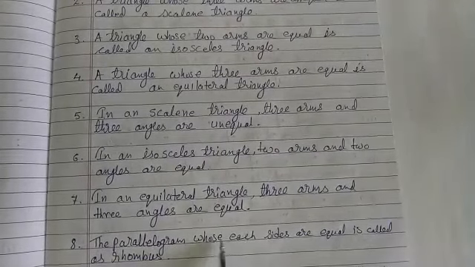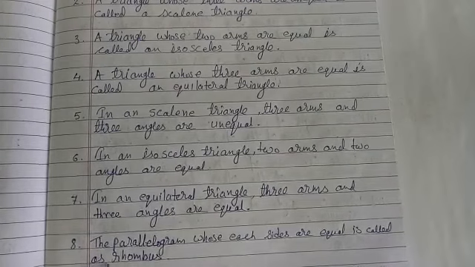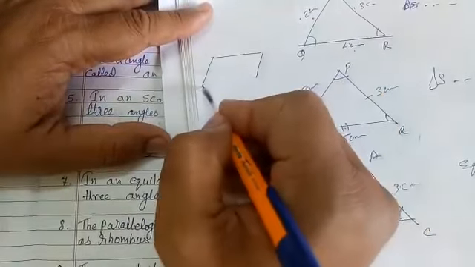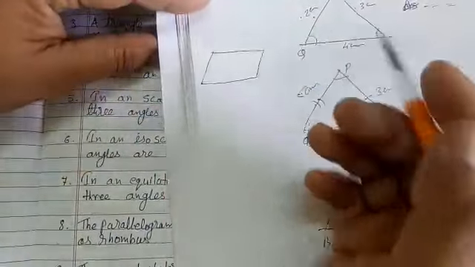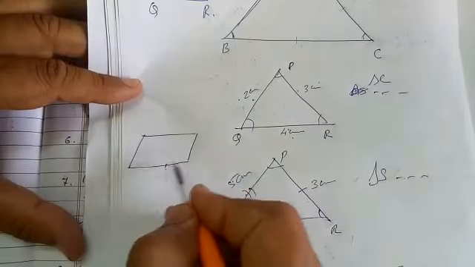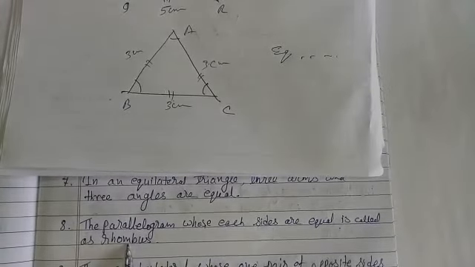The parallelogram whose each sides are equal is called a rhombus. What is a rhombus? You can see a drawing of a rhombus. A parallelogram whose each sides are equal, that means all these sides are equal, is called a rhombus.